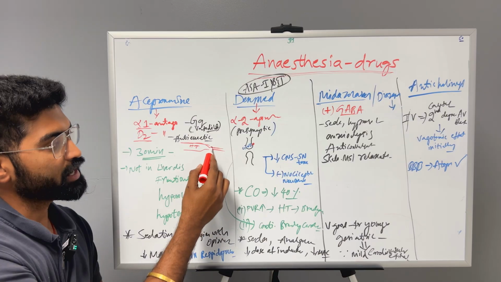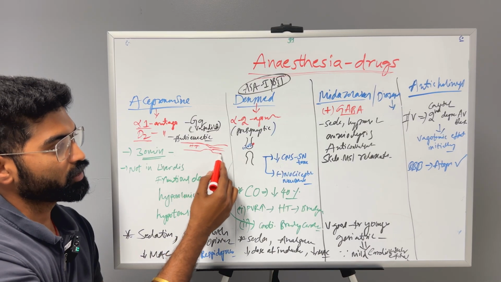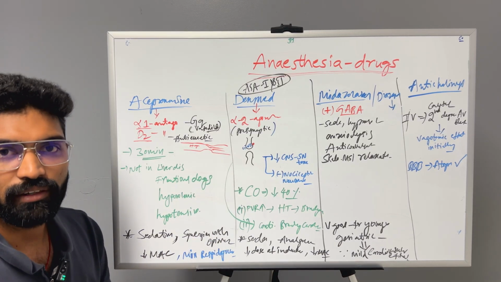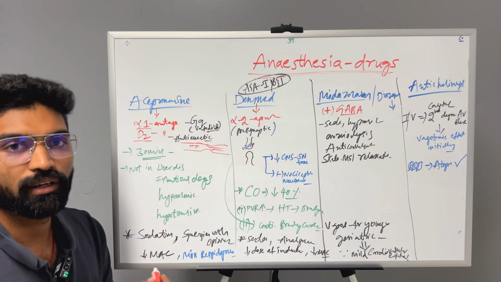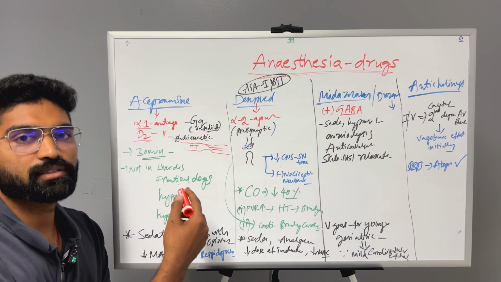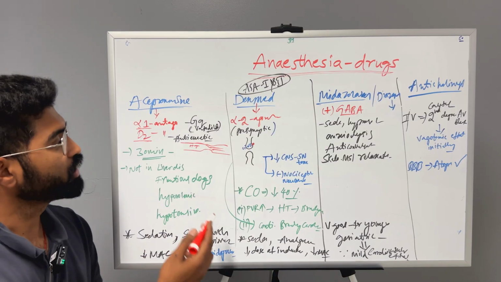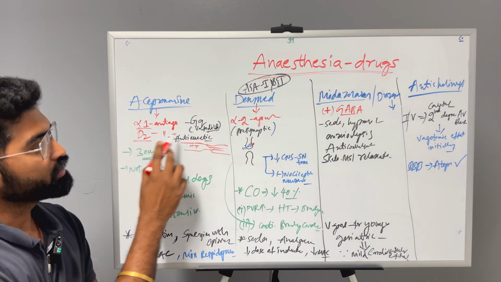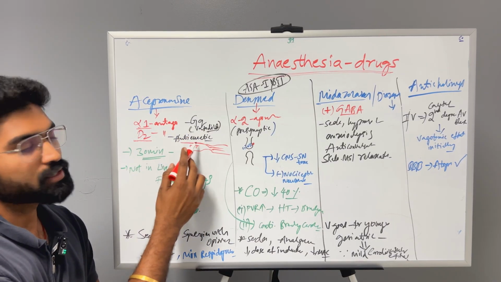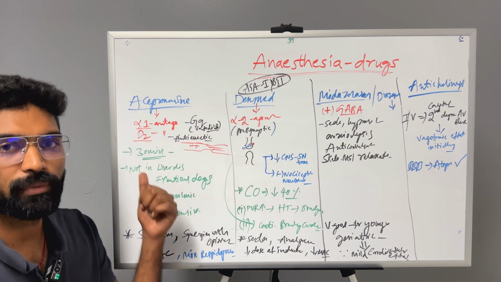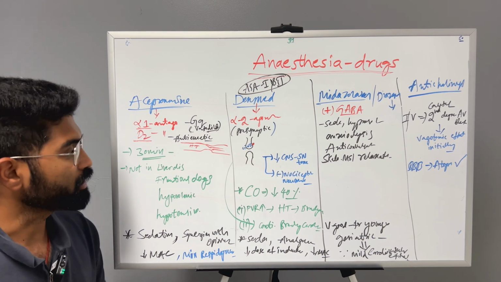So that will lead to the dilatation of the arteriole. If the arteriole is dilated, obviously it will lead to hypotension. So it can directly cause hypotension in the patients if we give higher doses. Apart from this function, it also has an antiemetic property by inhibiting the D2 receptors.